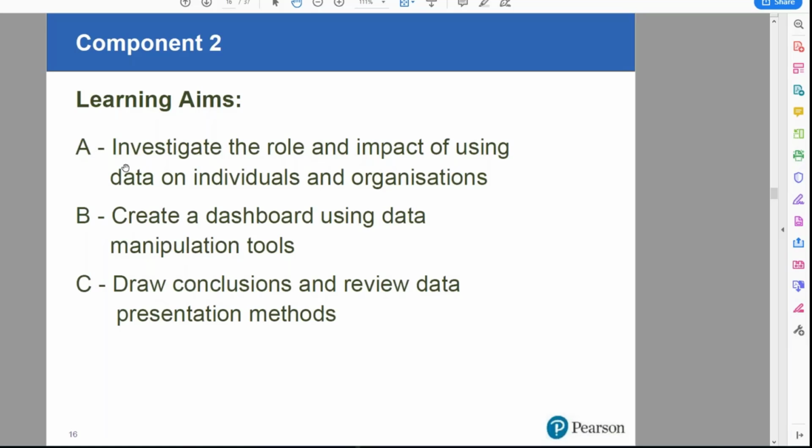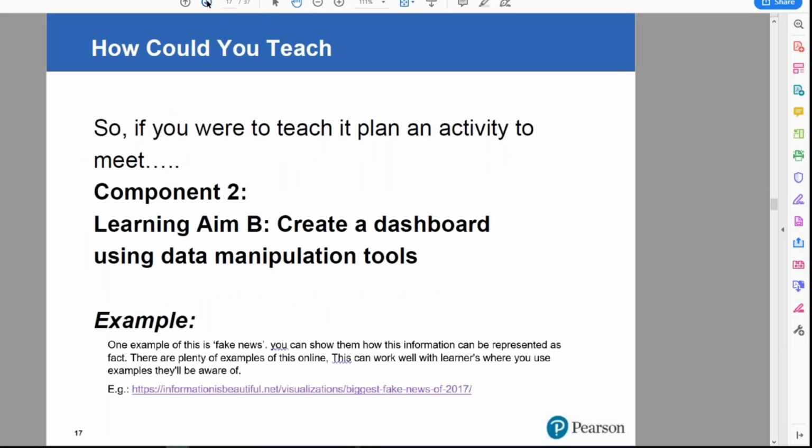In fact, we have an authorized assignment brief on our website which combines all 3 learning aims into one assessment if you wanted to do it in that model as well. So investigate the role and impact of data, create a dashboard using data manipulation tools, and then draw conclusions. So that's component 2. I'm not going to do any activities.